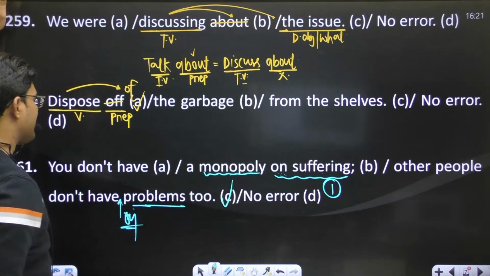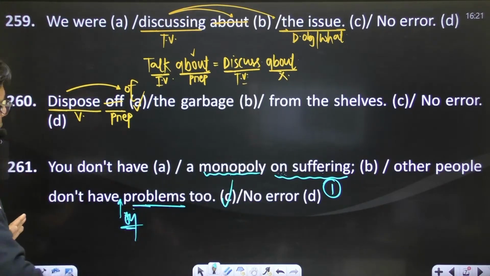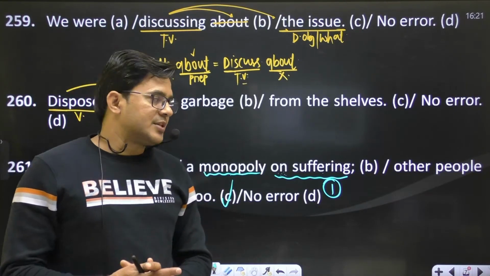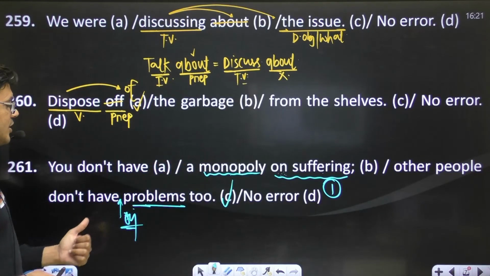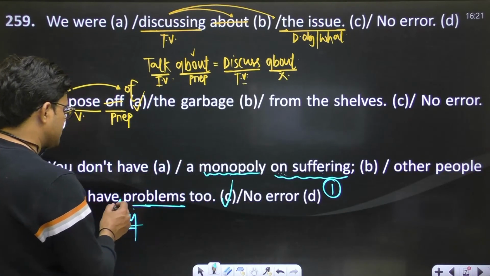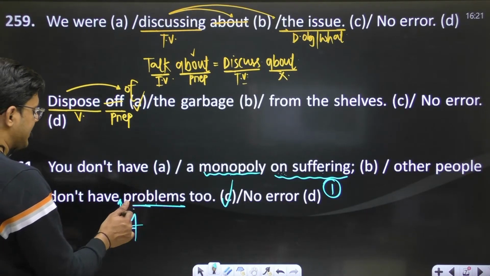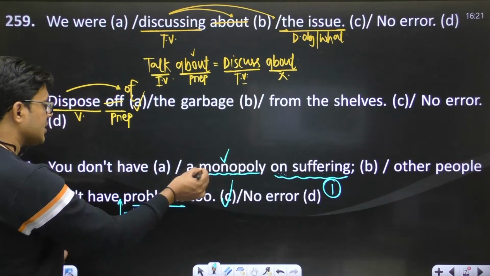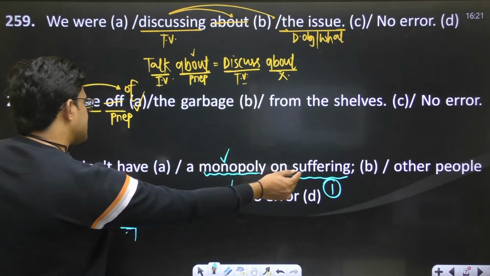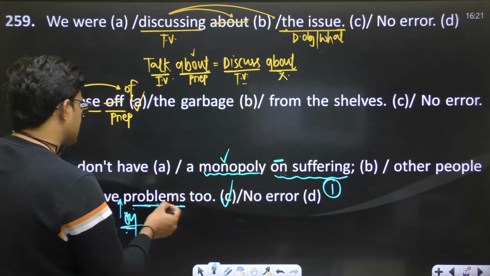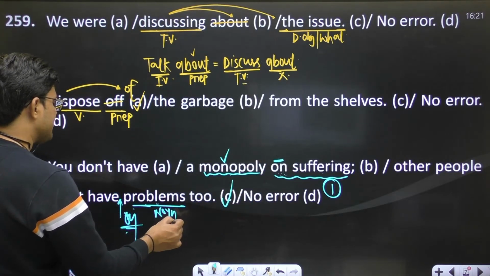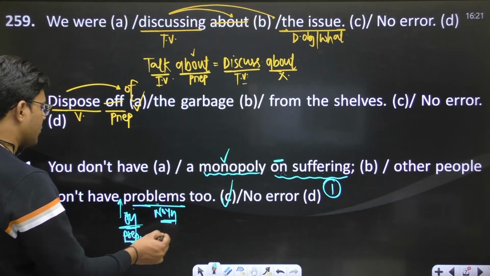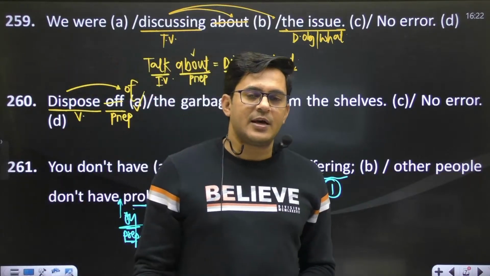And now you will have an error in part C. For example, you don't have a monopoly on suffering, and it is compared with the other people. Other people don't have a monopoly on problems. Don't have problems, this is not right. Don't have monopoly on problems. So this monopoly is common here. It is understood. But before this noun, we have a preposition on here. So same thing, before this noun problems, we require a preposition, and this preposition must be on problems. And now you will have an error in part C.